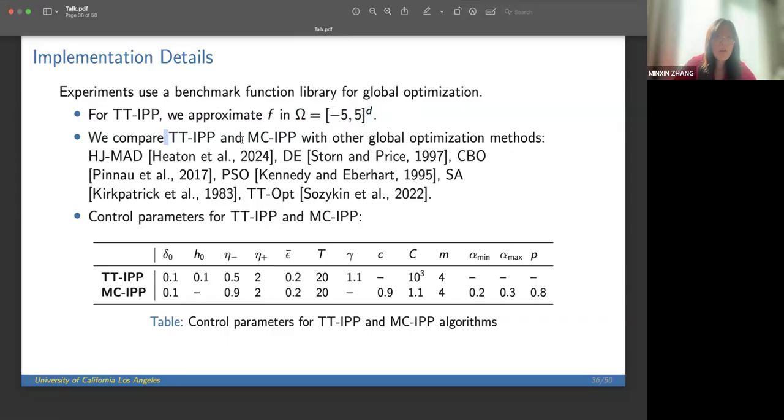And then we compare our two IPP algorithms with a number of state-of-the-art global optimization methods in the literature. And we fix our control parameters for these two algorithms as listed in this table here. We fix these control parameters for all the experiments that I'm going to show you later, which means we do not tune the parameters separately for each task.